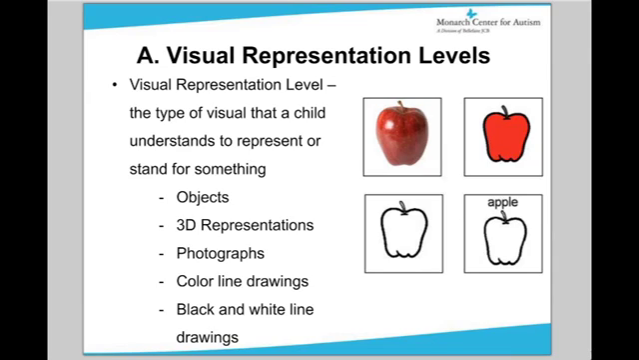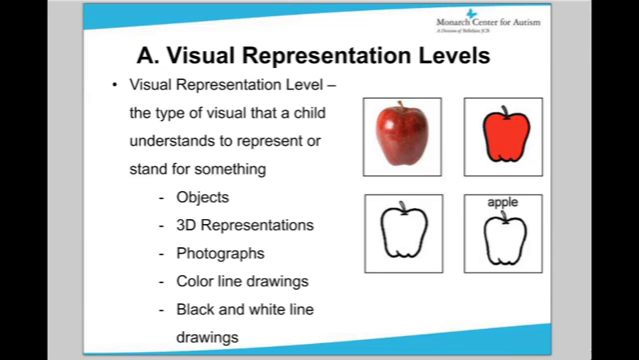The next type of visual representation level is color line drawings. So you see to the right of that actual photograph is a colored icon of an apple. It doesn't look exactly like that apple, but it represents the same apple that the photograph represents.